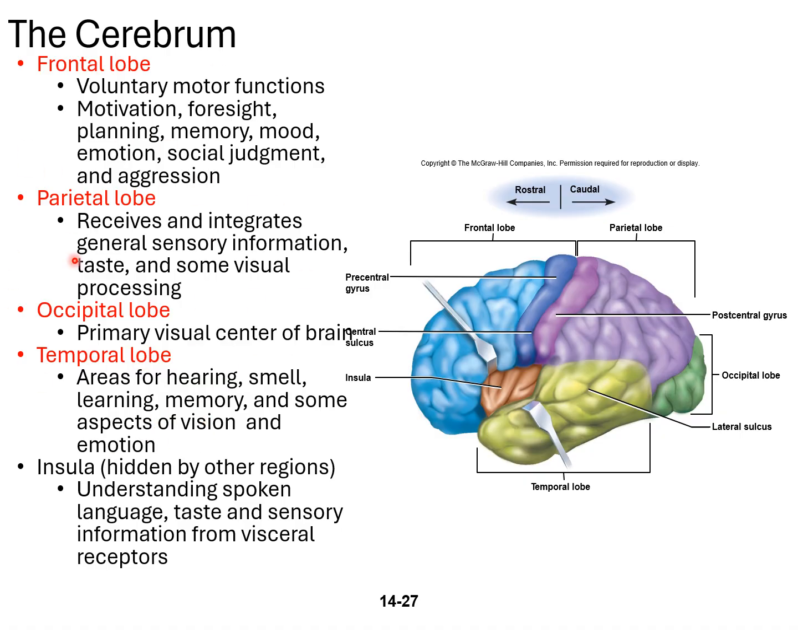So when you're studying this, memorize a couple little things about each, and you'll get them right on the test. But I guarantee you: frontal lobe, memory, planning; parietal lobe, obviously sensory; occipital, visual; temporal, hearing, smell, and learning and memory. And the insula is just down there. It's the other part, but spoken language and taste, but it's not in red, so don't memorize it.